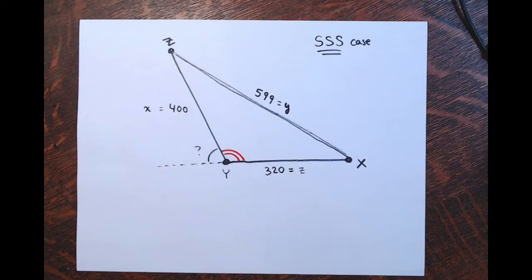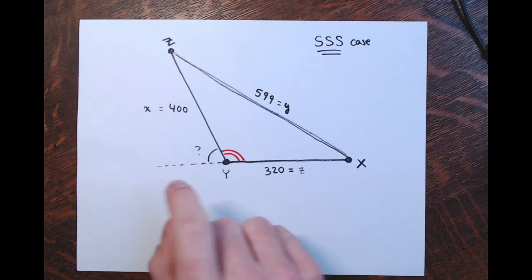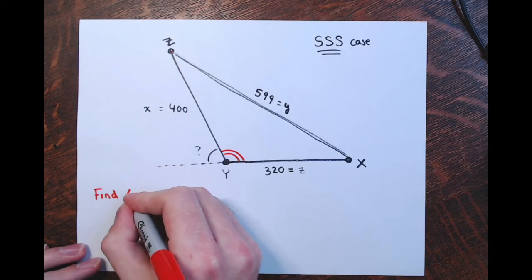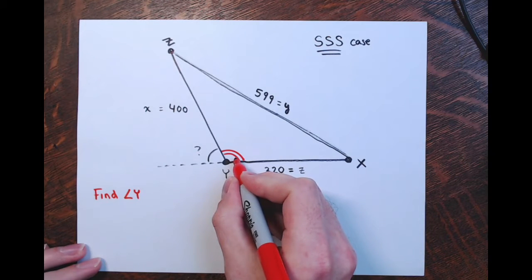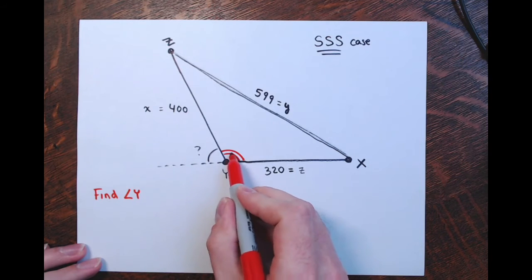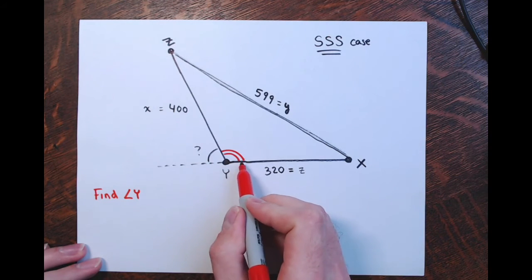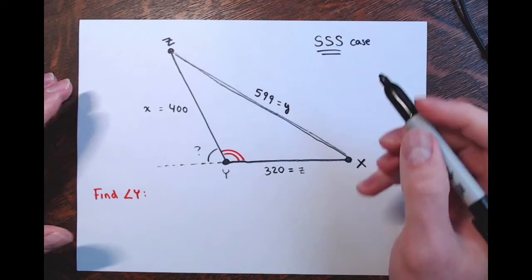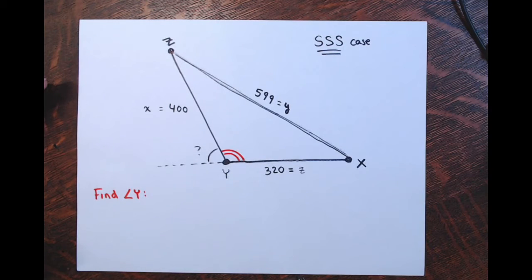Okay. Now remember, in the side, side, side case, you want to find missing pieces. What I'm trying to do here is find this orange angle Y, the angle Y inside the triangle. And then the question mark plus this angle Y will add up to 180, right? They make a straight line, a straight angle. They're supplementary. Now in the side, side, side case, to find a missing angle measure, you're going to need to use the law of cosines.